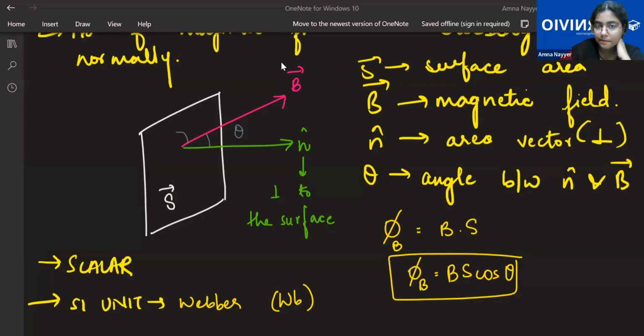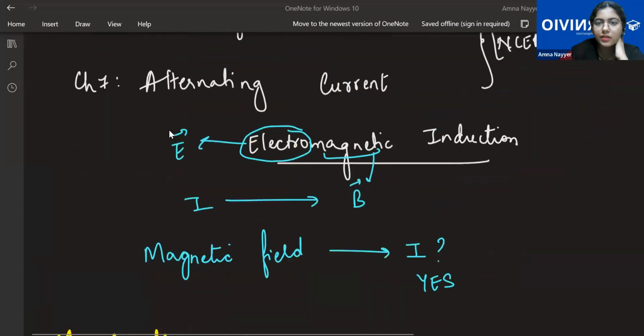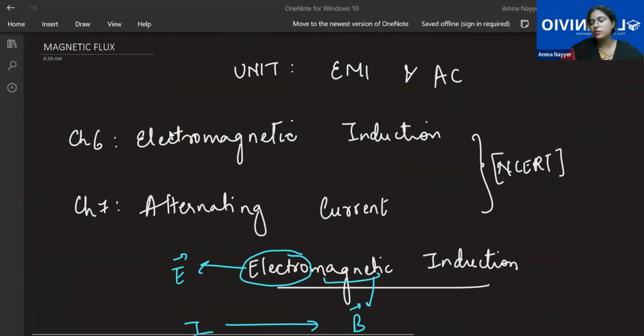Yes. All right. Okay, then please copy it till here. We'll practice some numericals and then we'll do the Faraday's laws.